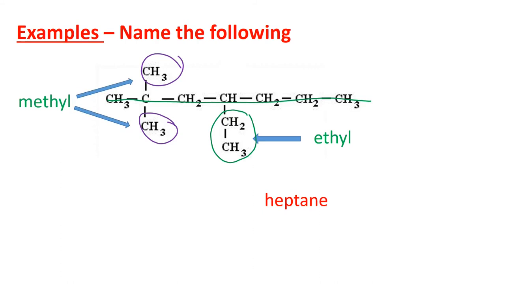Now the question becomes, which do we put first? And what we want to do is we want to alphabetically organize these. So we want to get these in alphabetical order. That's going to be our 5th rule. So if I number my chain, I get a 1, I get a 2, I get a 3, I get an alpha group on the 4th carbon, so 4-ethyl. And now what I'm going to do is my methyl groups are both on the 2.